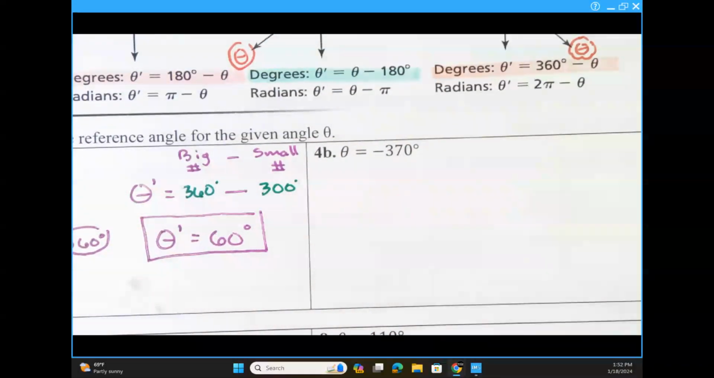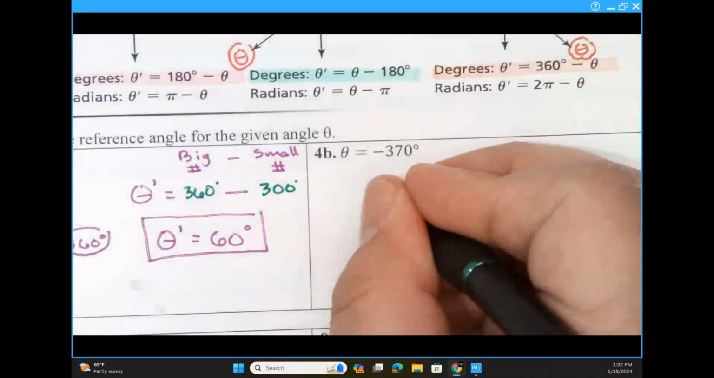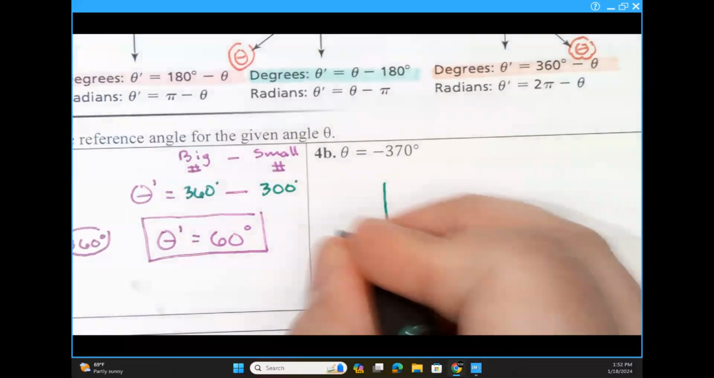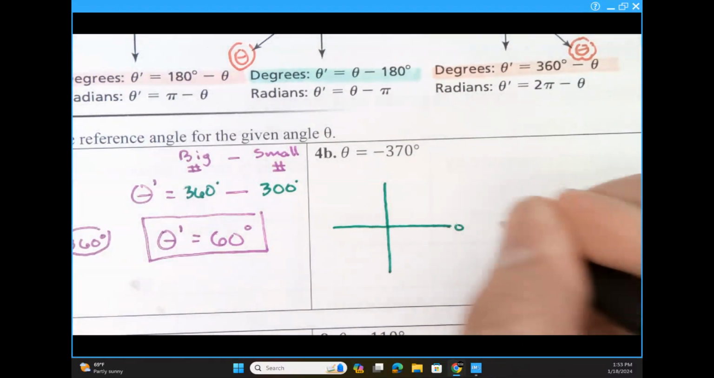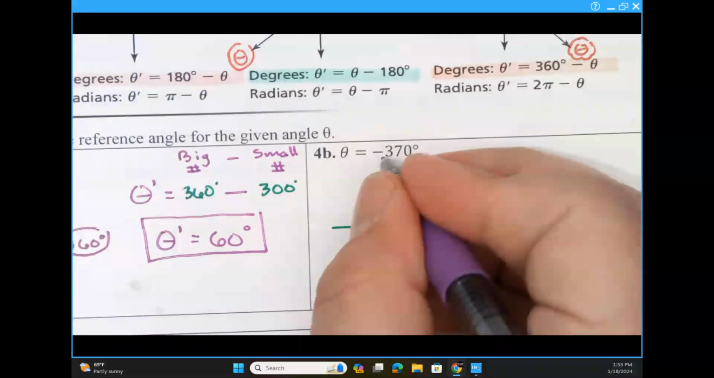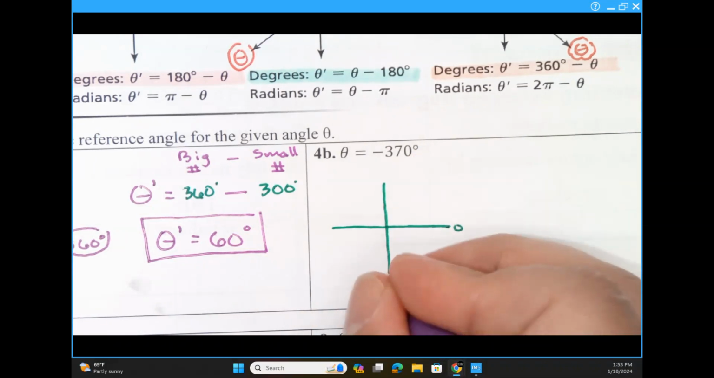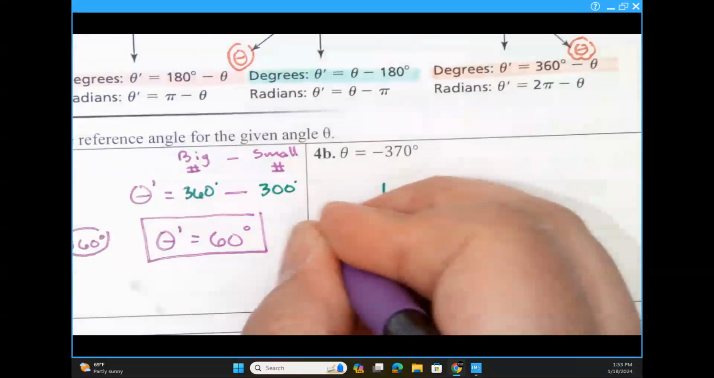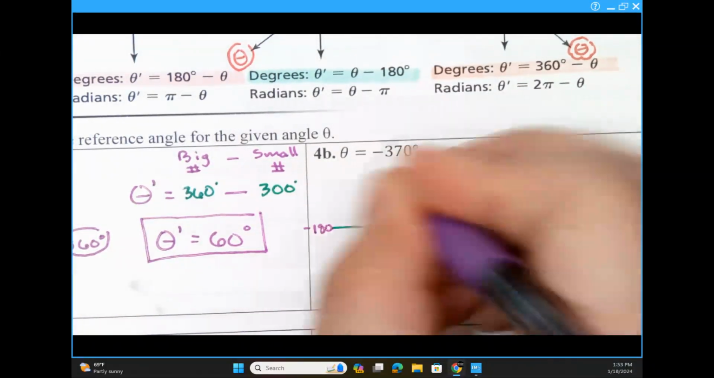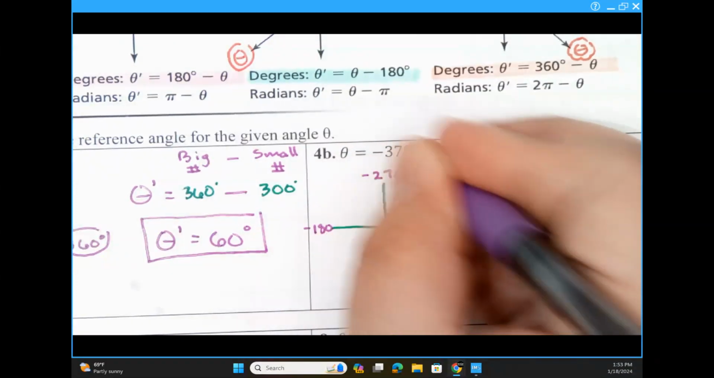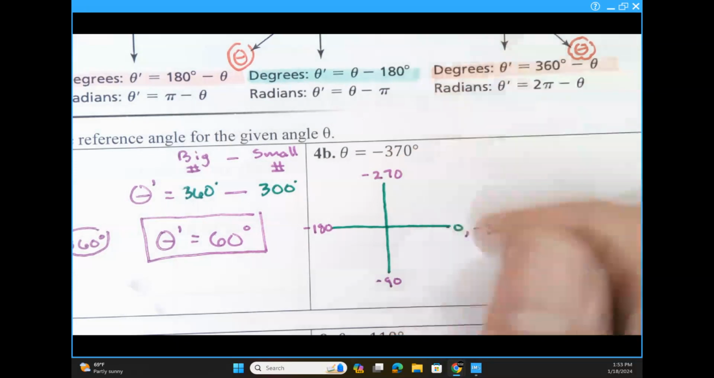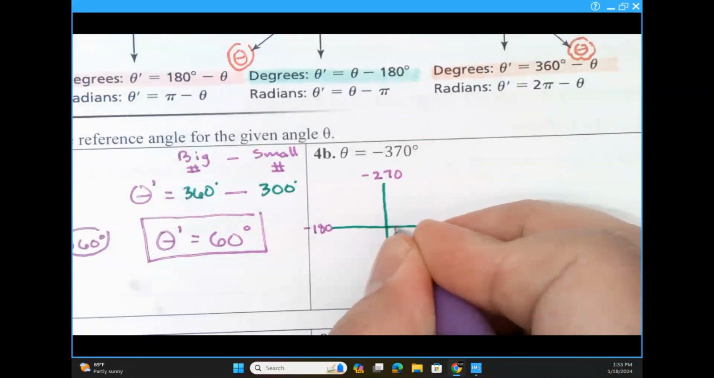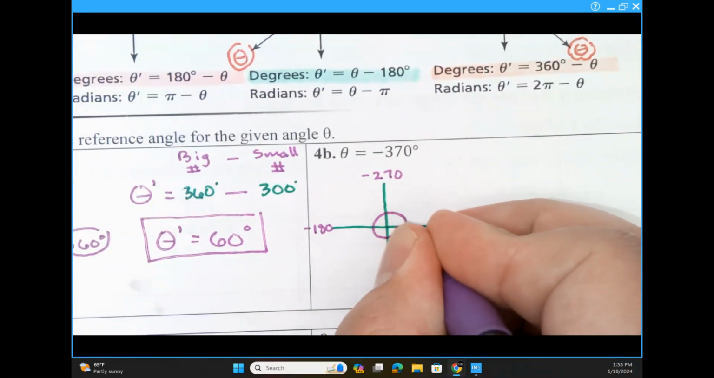All right, let's draw it. So this one needs a drawing. Here comes my XY plane. Let's see, there's 0 to start it off. Now it is going in the negative direction. So there's negative 90, negative 180, negative 270. Look, you see, I got to keep going. Negative 360. All right, now negative 370, that means I've already gone full circle once.